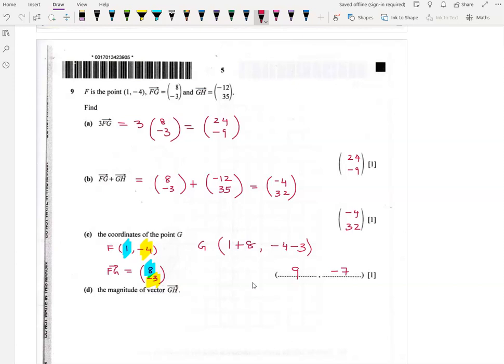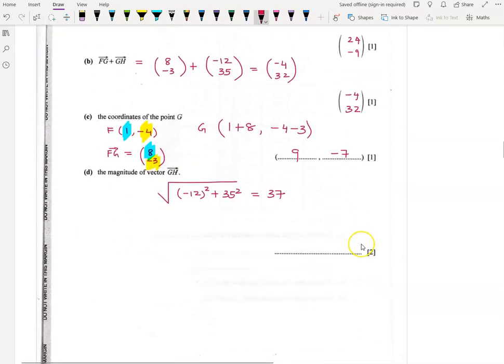Last one, find the magnitude of vector GH. So to find the magnitude of GH, just take the square root of (-12) squared plus 35 squared. You put this in your calculator, you will get the answer 37. Moving to the next one.